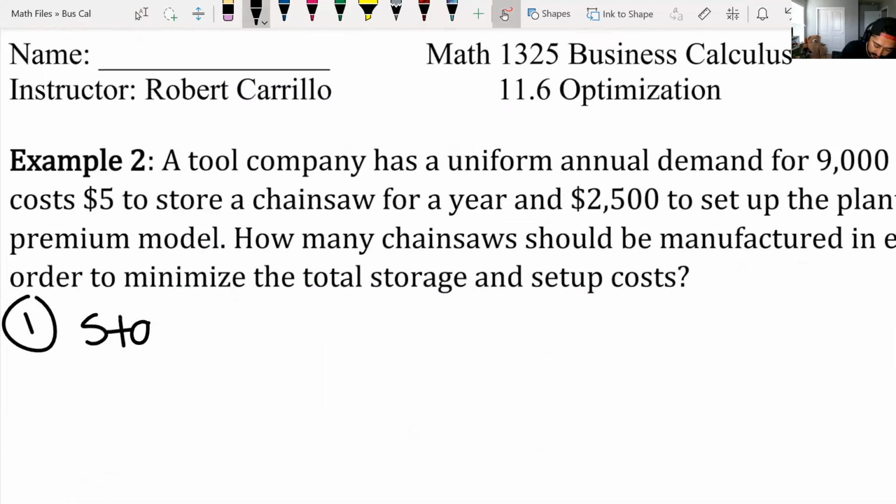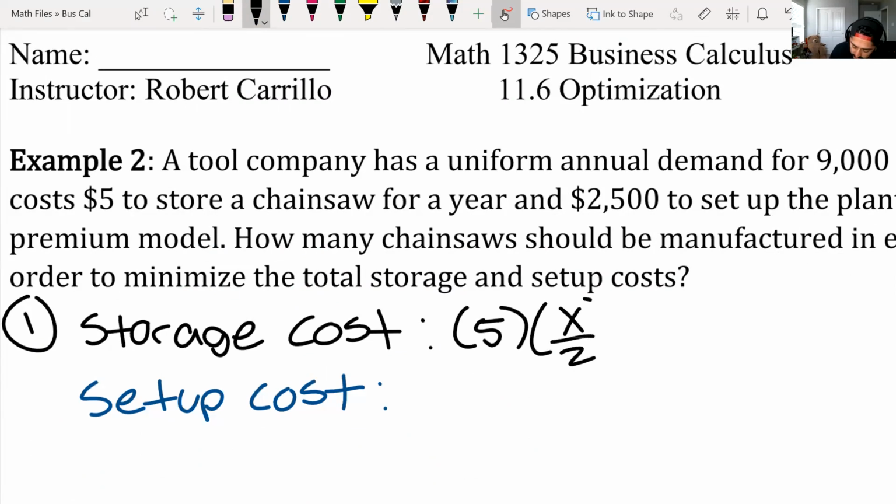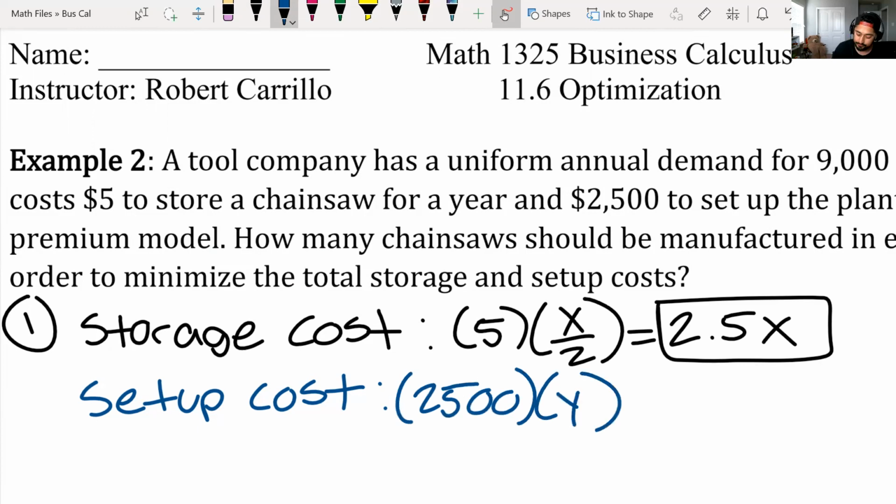1, storage costs. And then setup costs. So storage costs, right there above, costs $5 to store a chainsaw. So that's given by 5 times x over 2, or 2.5x. Setup cost. It costs $2,500 to set up the plant. So that is 2,500 times y. So that's 2,500y.